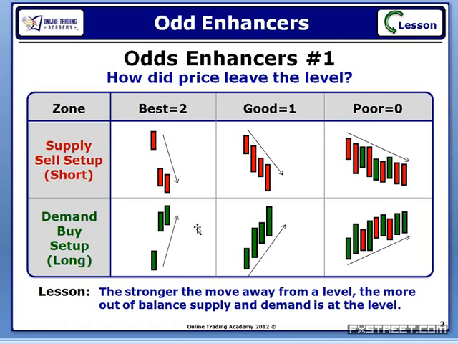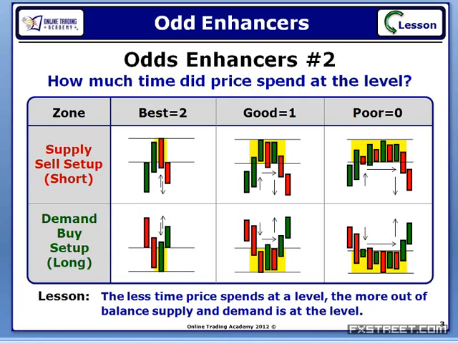And again, the lesson here is, like I just said, the stronger the move away from an area, the more out of balance supply and demand is at the area. Yeah, all news is going to do is speed up what was going to happen anyway. Odds enhancer number 2. And again, we're going to apply this to the live charts in a few minutes. Odds enhancer number 2.